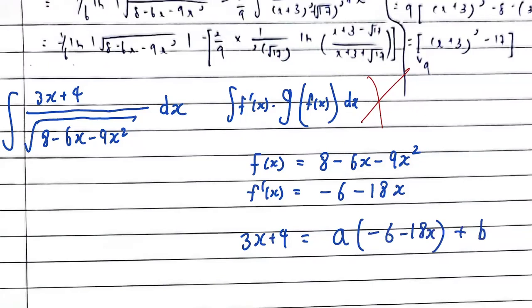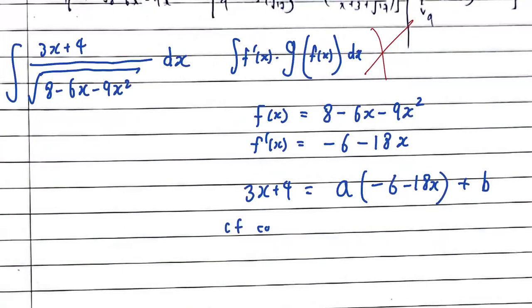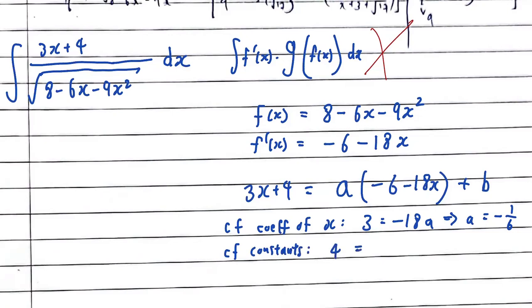How can we do that? You start with a 3x, you end up with a times -18. So you can form an equation already by comparing coefficients. Compare coefficient of x. We'll get 3 equals -18a. This implies that a equals -1/6. Yes? Then you can compare the constants. You get 4 equals -6a plus b.